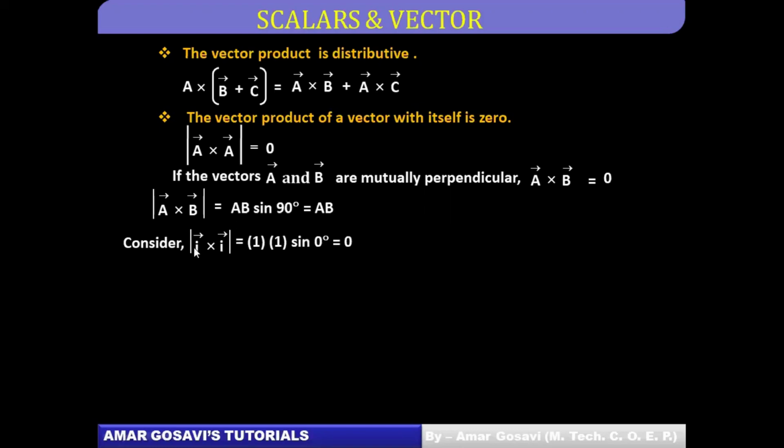See, the magnitude of i is 1. Again, the magnitude of i is 1. The angle between them is 0. So sine 0 is 0. The entire thing comes out to be 0.